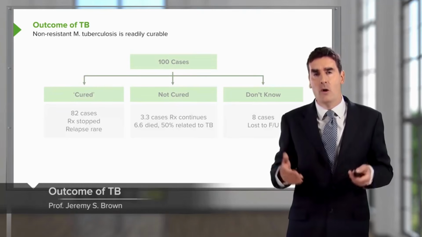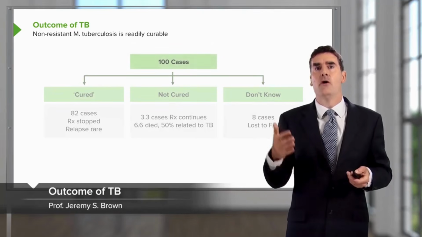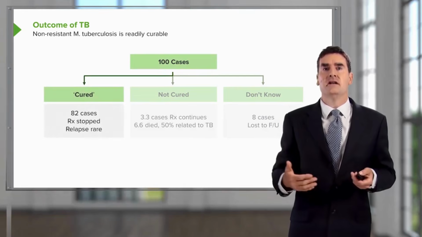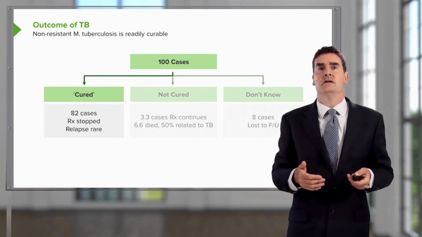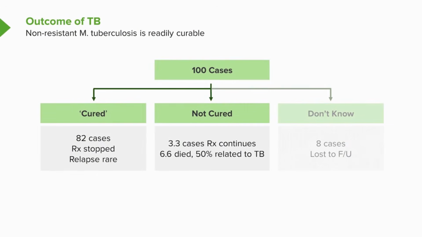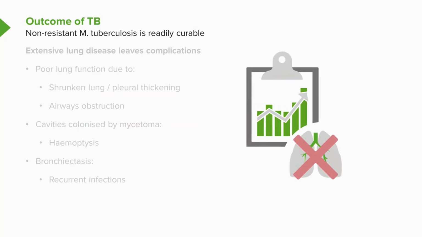So what's the outcome? Well, if you have non-resistant tuberculosis, of 100 cases, you'd expect 90 to 95% of patients will be cured. So it's a very good outcome in most patients. And people should not really die of tuberculosis, and that only really happens if they have resistant disease or if the diagnosis is made late because the patient presents very late, or they have the more severe forms such as meningitis or miliary tuberculosis.